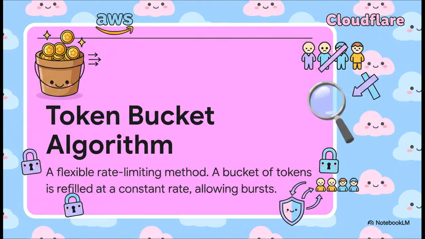First things first, rate limiting. This is the heart of a good defense. And the gold standard, the algorithm everyone uses, is called the token bucket. There's a reason giants like AWS and Cloudflare use it. It's really flexible. It basically allows for normal, bursty traffic from real users, but it shuts down the kind of sustained abusive traffic that attackers use.